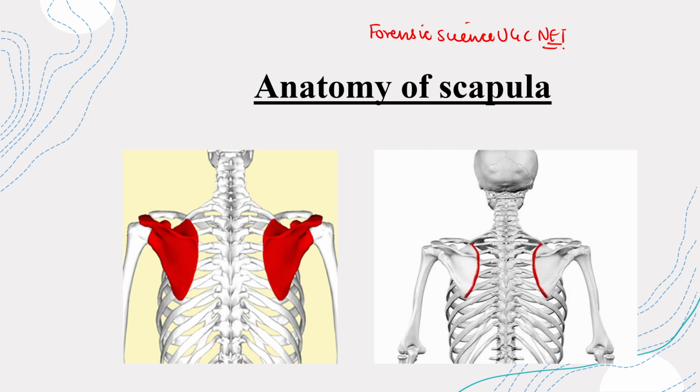So let's start today's lecture, anatomy of scapula. So what is scapula? Scapula is a flat bone, so it comes under flat bone. It looks somewhat triangular in shape. So this bone is your scapula, not this one. This is clavicle, the red one. So this is your scapula.